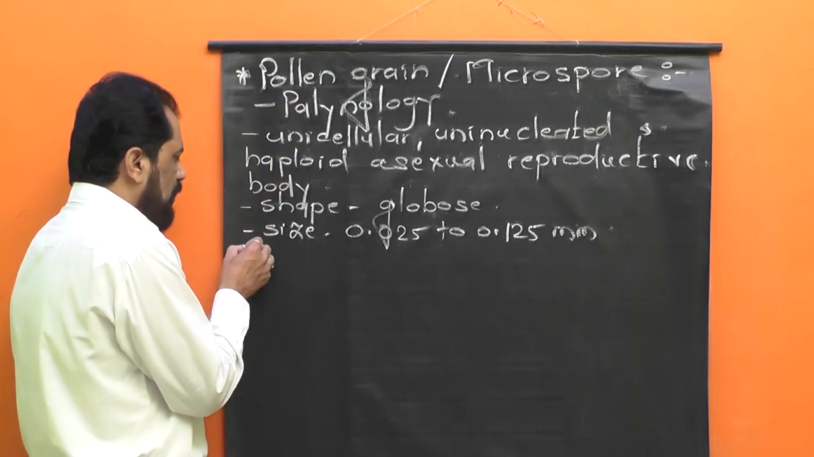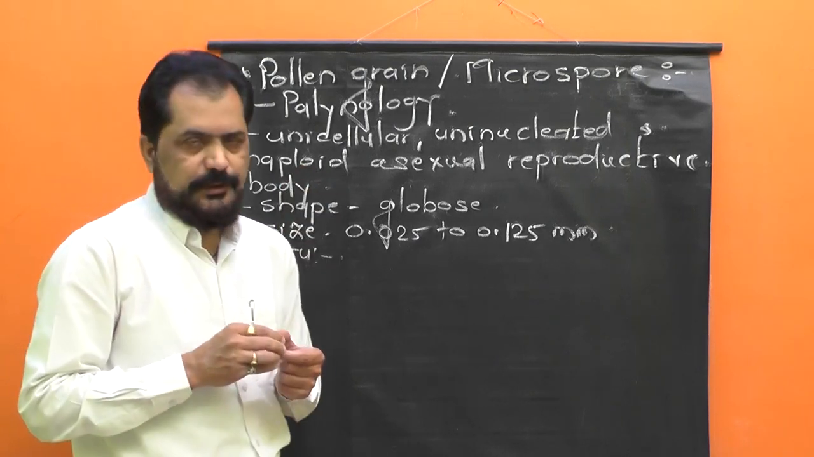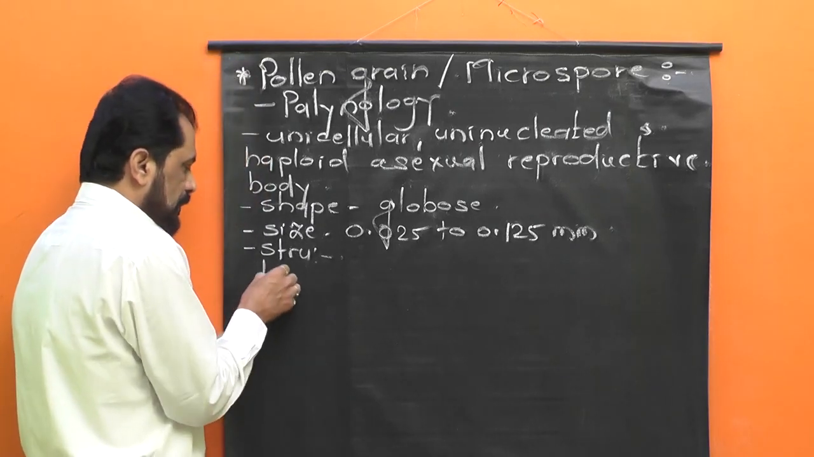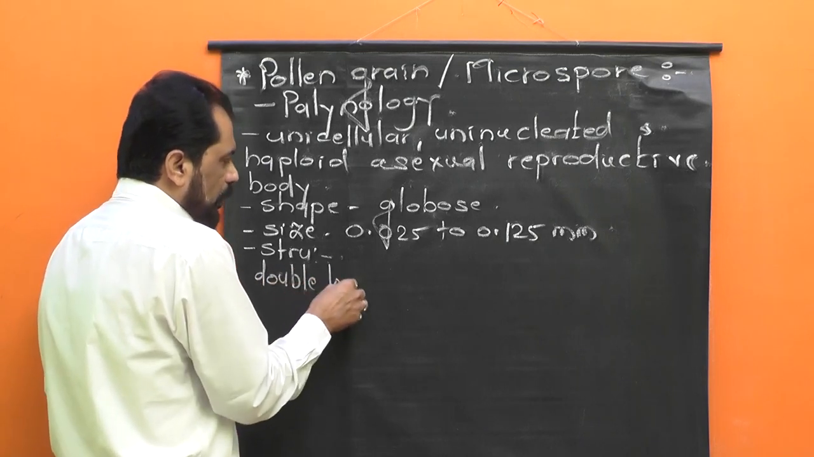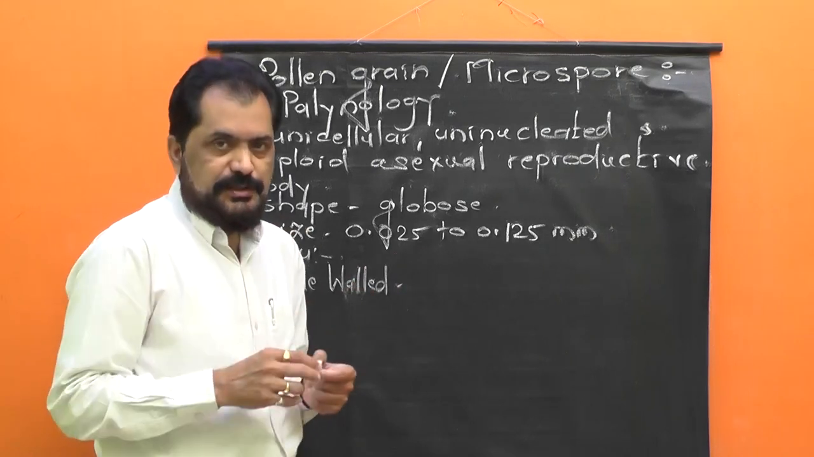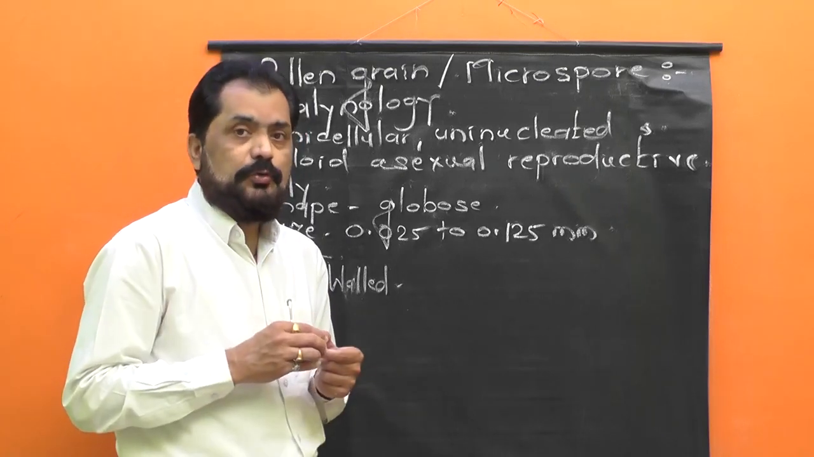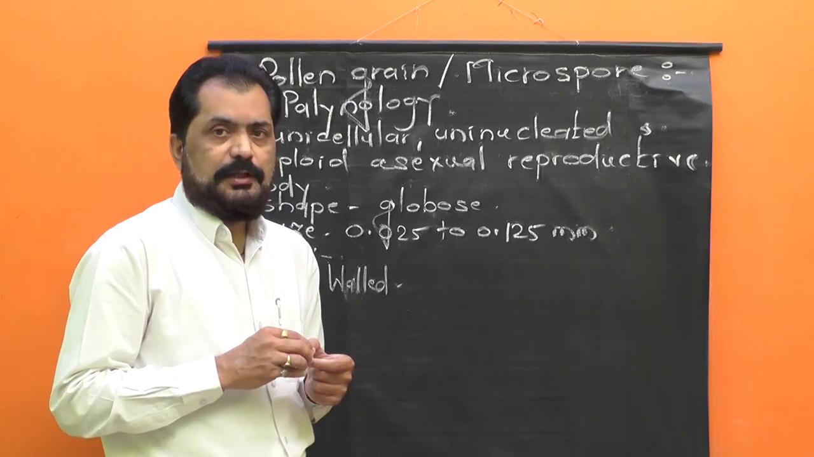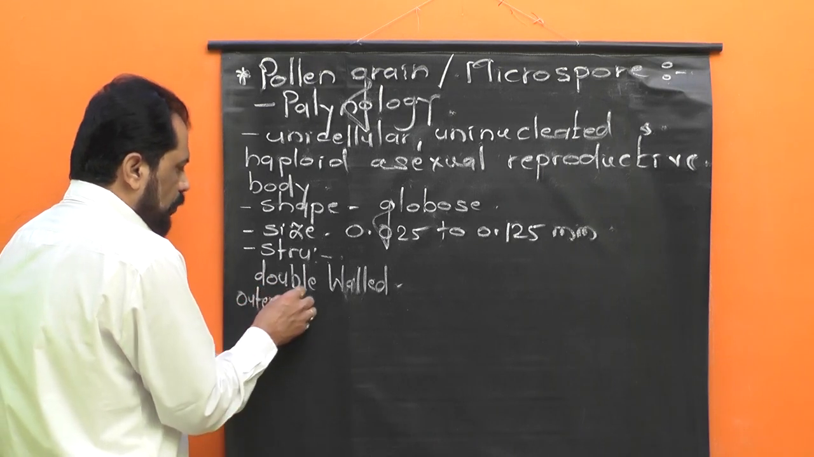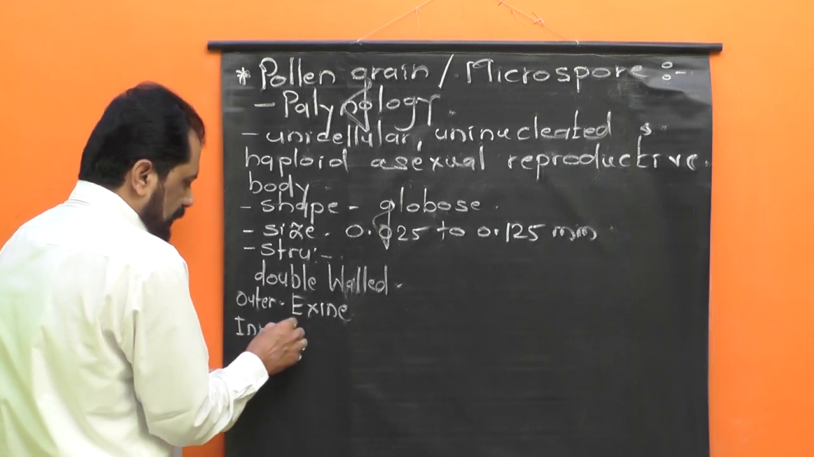Now let us talk about the actual structure of the pollen grain. The pollen grain is a double walled structure. Double walled means it has two coverings, two walls. The outer wall is known as exine and the inner wall is known as intine.